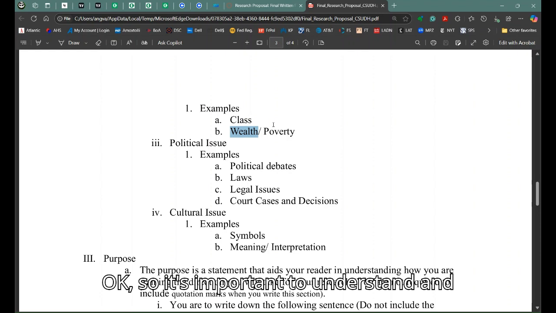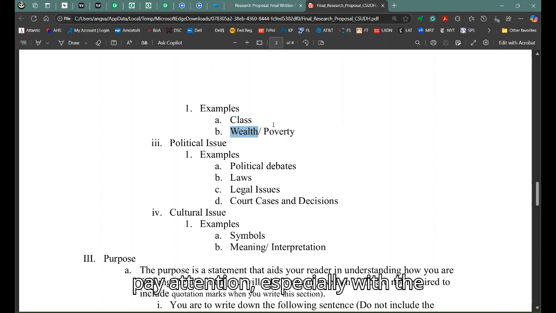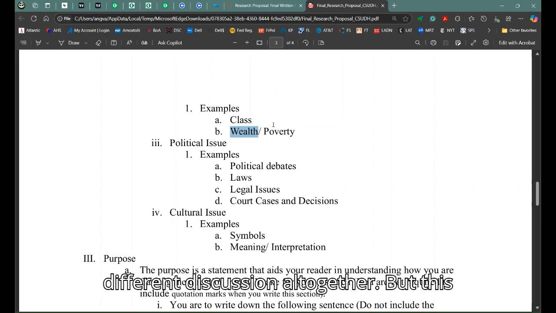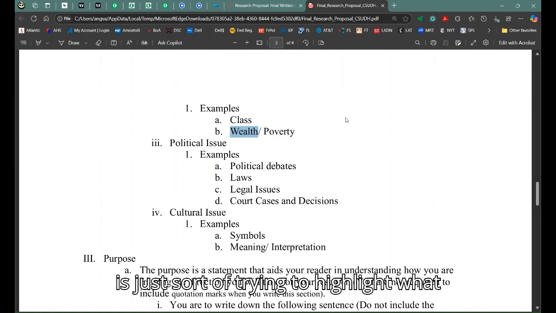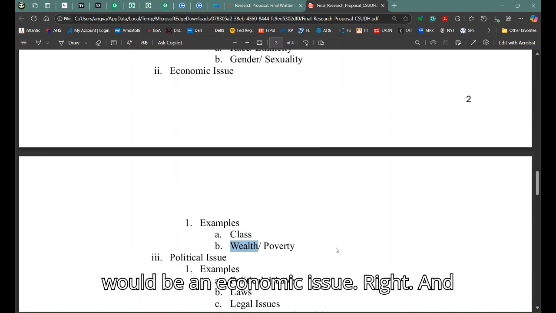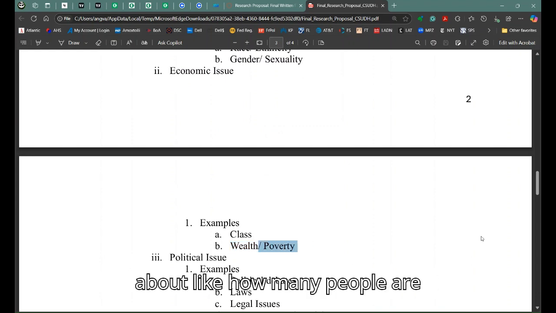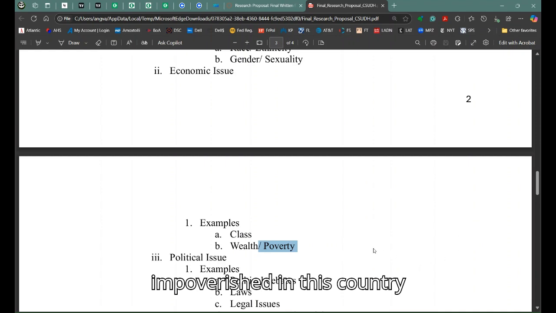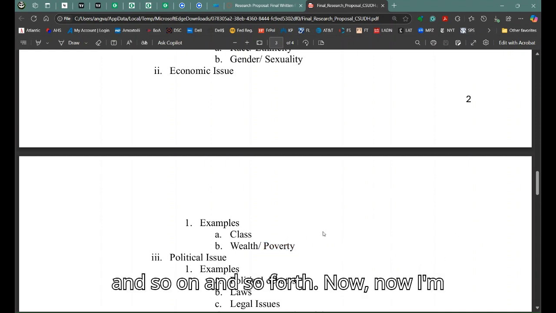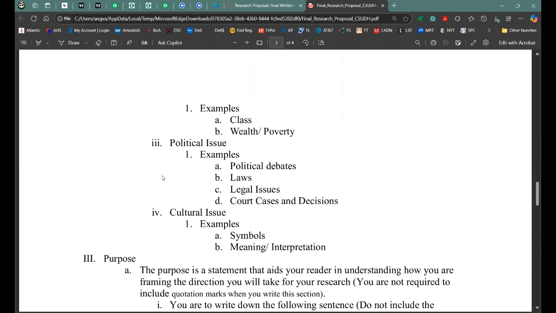So it's important to understand and pay attention, especially with the new incoming administration. But that's a different discussion altogether. This is just trying to highlight what would be an economic issue. And it also deals with poverty, how many people are impoverished in this country, and so on and so forth. Now I'm going to start speaking about political issues.